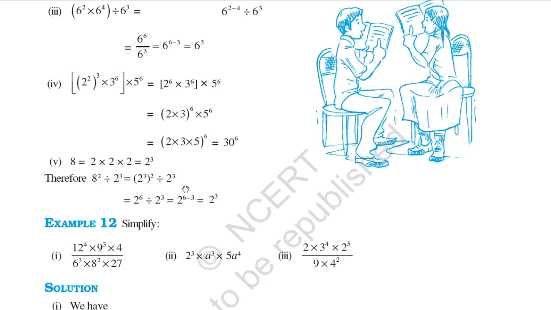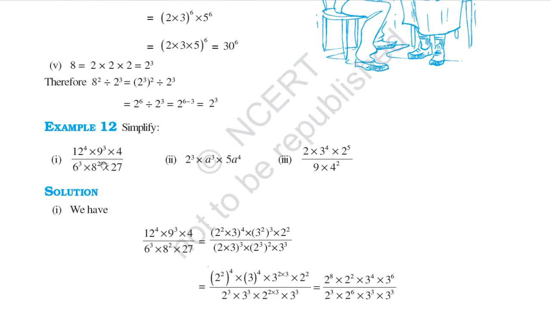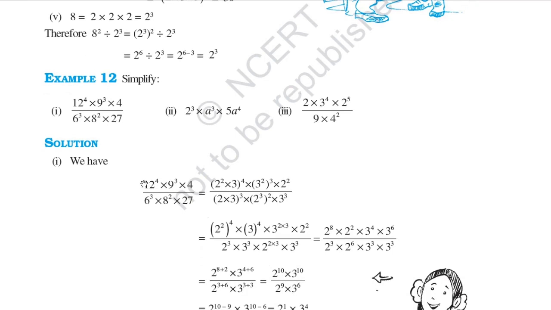Now example number 12, simplify. 12 to the power 4 into 9 to the power 3 into 4 divided by 6 to the power 3 into 8 to the power 2 into 27. So what we will do here? We will do it like this. 12 is 4 into 3, that is 2 to the power 2 into 3 to the whole power 4, and this also, 9 is 3 to the power 2 to the whole power 3 into 2 to the power 2. Here also 6 is 2 into 3 to the power 3, 8 is 2 to the power 3 to the whole power 2, and you can see 3 to the power 3 is 27. So you can do this. It is now very easy.